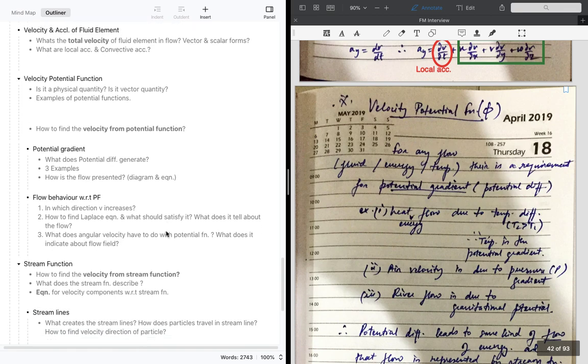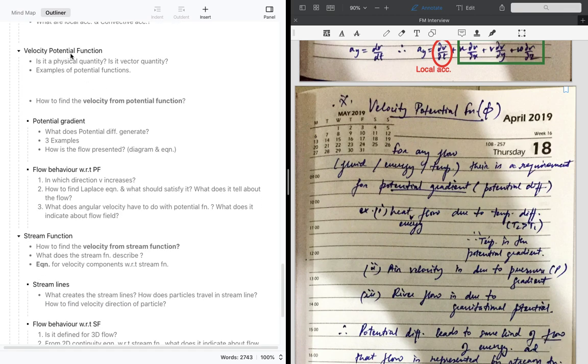Okay. So let's go to the velocity potential function. This is an important function. It is not a physical quantity, but it is a vector quantity because it shows the direction in which the flow will go.